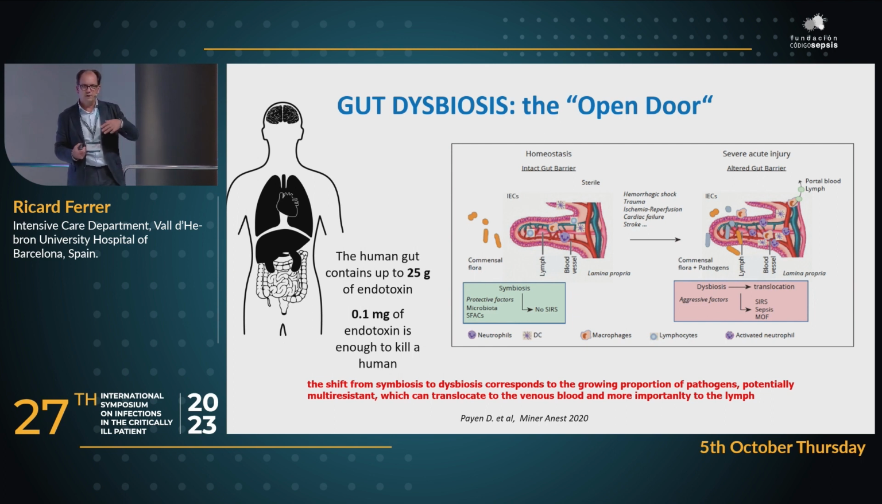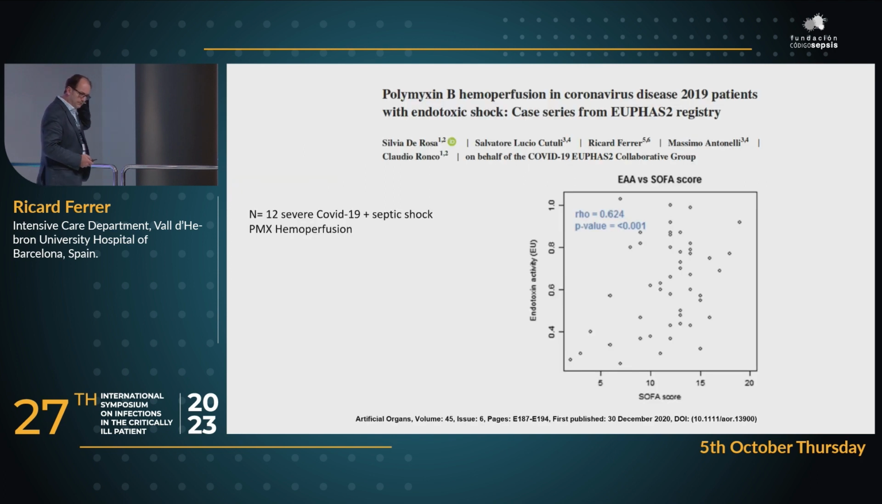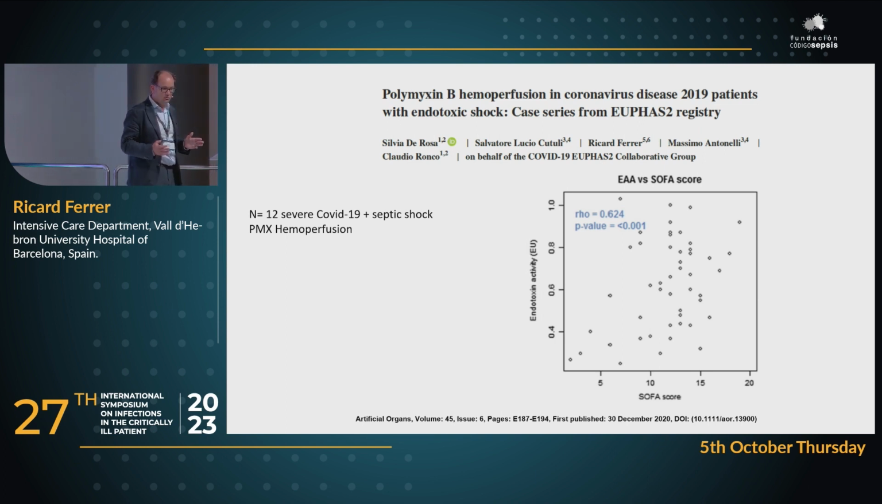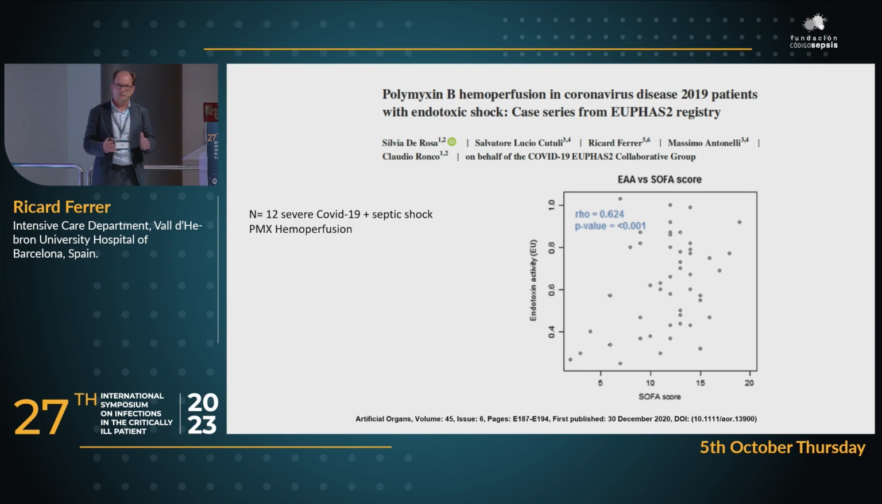So we have 25 grams of endotoxin in our guts, and when there is a disruption in the gut barrier or when there is that gut dysbiosis, there's the possibility that this endotoxin translocates from the gut to the circulation. We showed that in this study done in 12 COVID patients. So there are COVID patients, viral infections. There is not gram-negative infection in that situation.